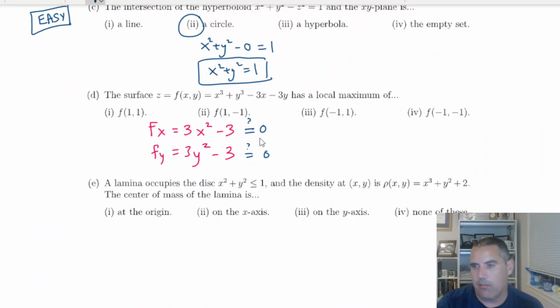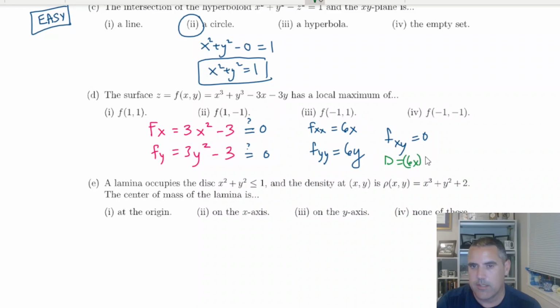So they save me having to actually solve it. Now I need the second partials. f_xx is 6x. f_yy is 6y. f_xy is 0. f_yx is 0. Okay, so the D is actually pretty nice. It's going to be 6 times whatever the x is, 6 times whatever the y is, minus 0 squared.